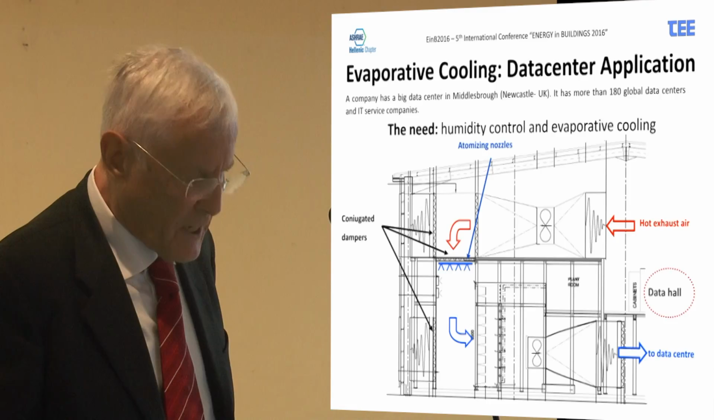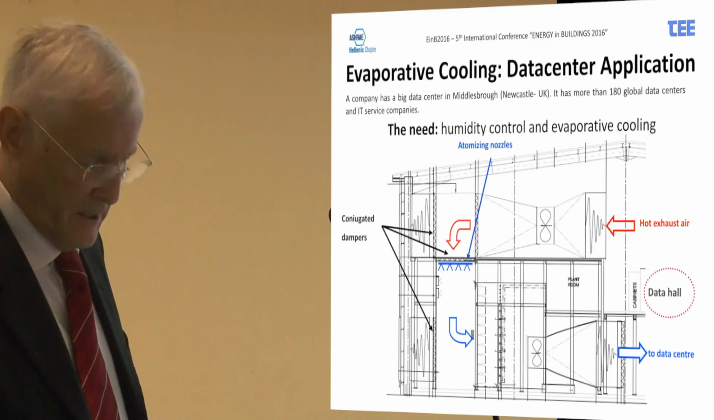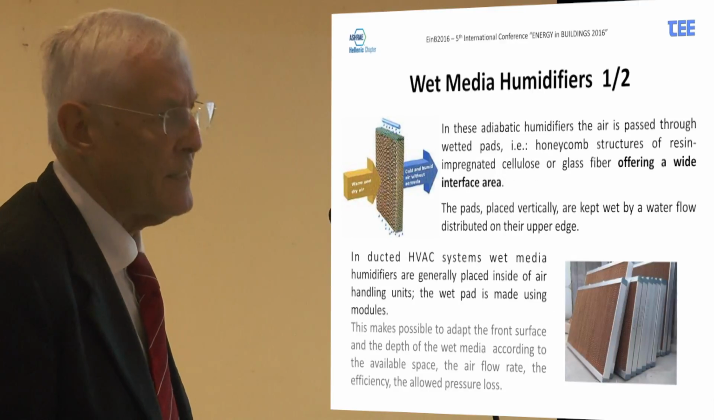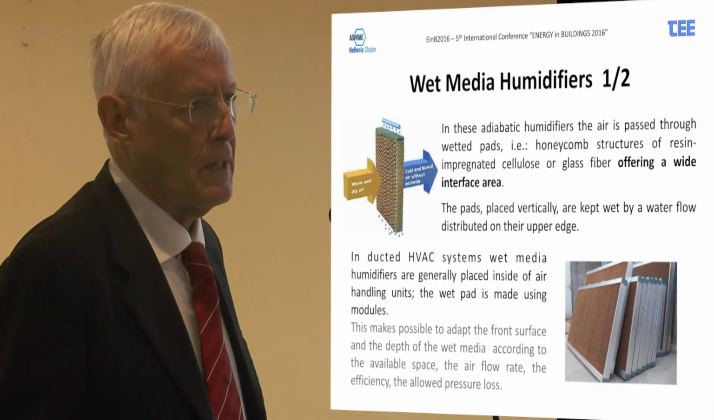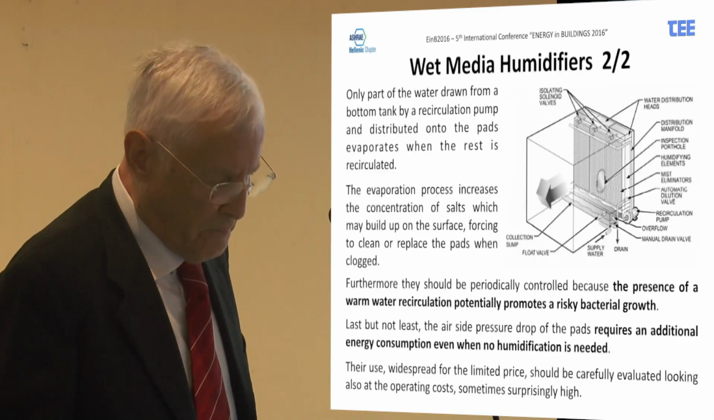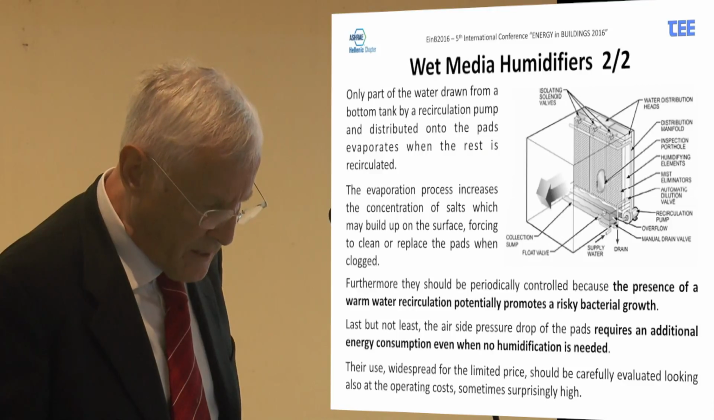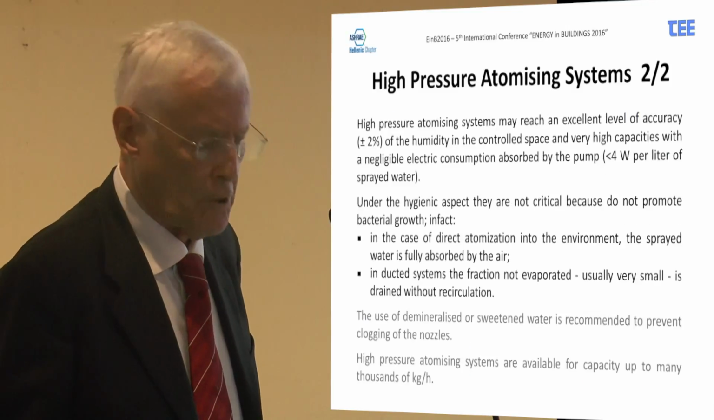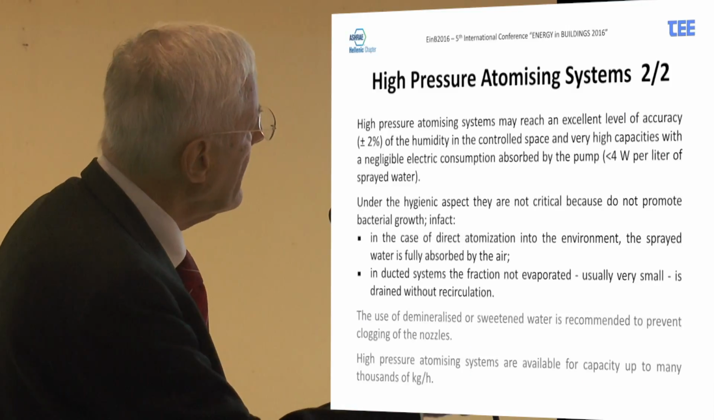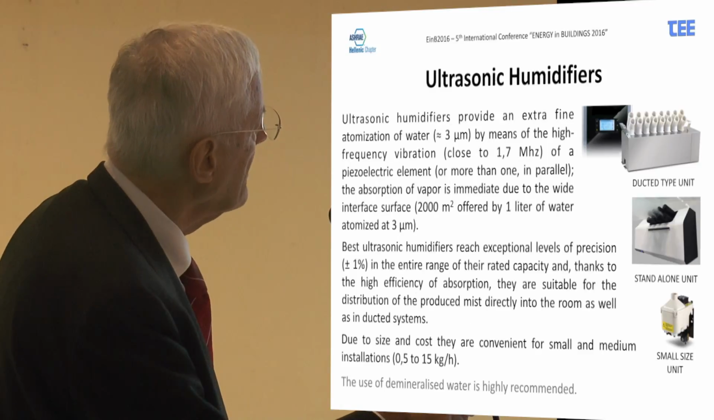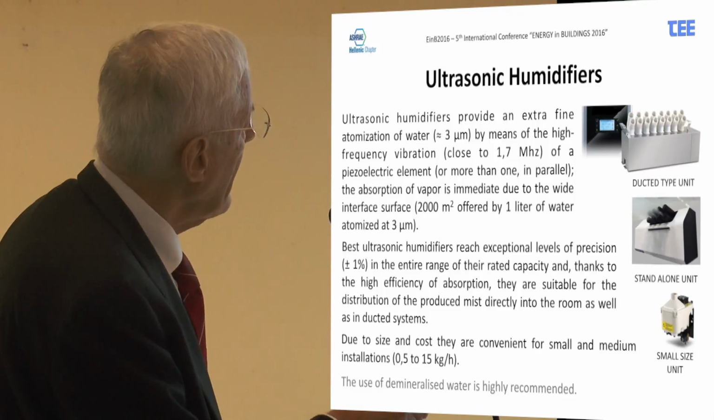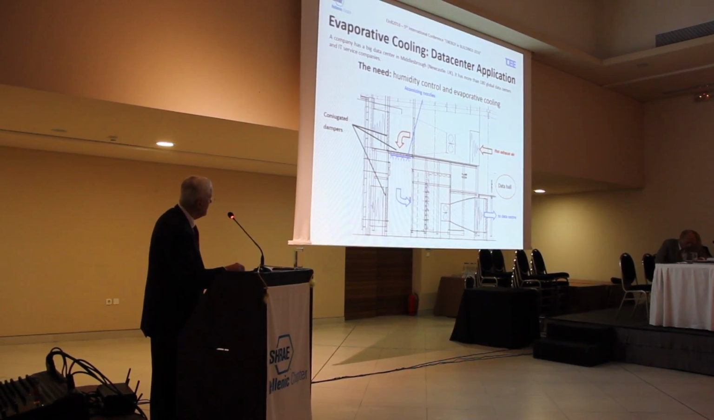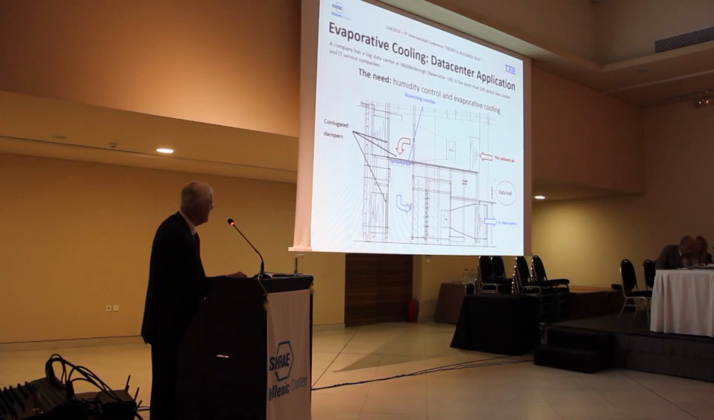Now, to finish, I will mention a few case studies which may be of interest. This is the diagram of a data center in the UK belonging to a very big worldwide corporation which has 180 global data centers with enormous production of heat. In this case, the hot air coming from the data center passes through a corridor, and with the spray humidifiers, it is cooled down and returned to the data center itself.